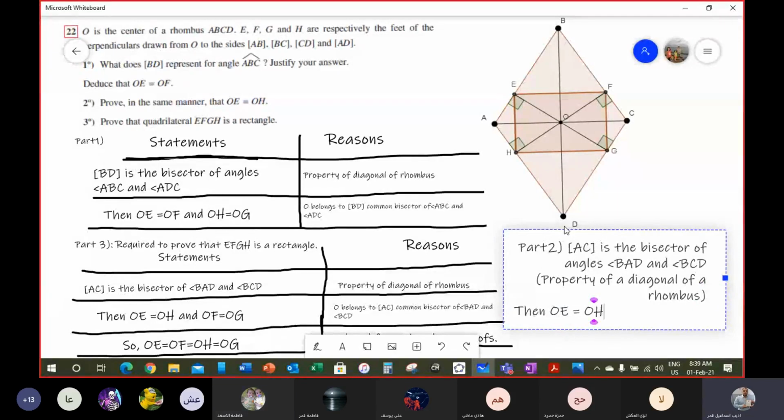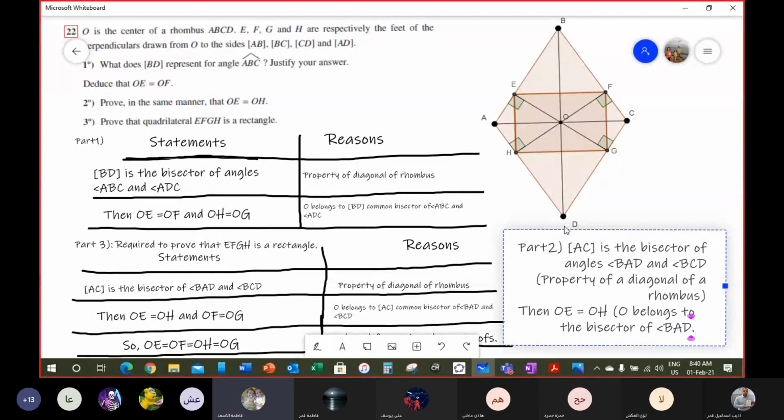Why? Because O belongs to the bisector of angle BAD. Okay, this is part 2.